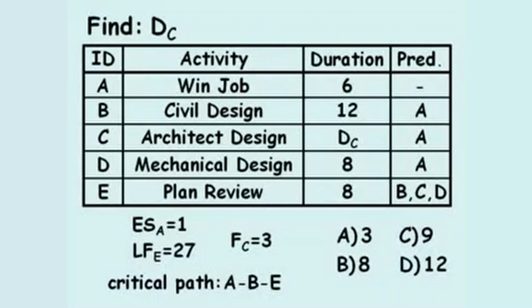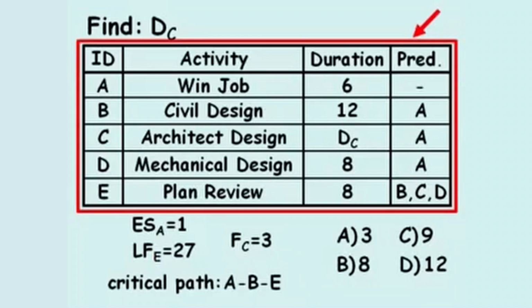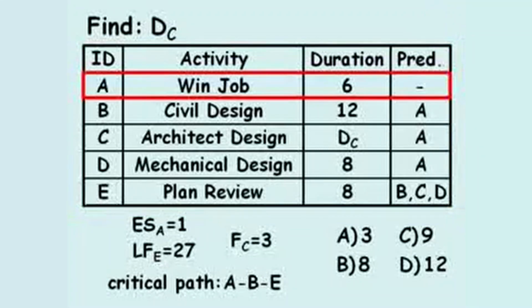Find the duration of activity C. In this problem, we are provided an activity table which includes activities, durations, and any predecessor activities. In the project sequence, winning the job is the first activity.